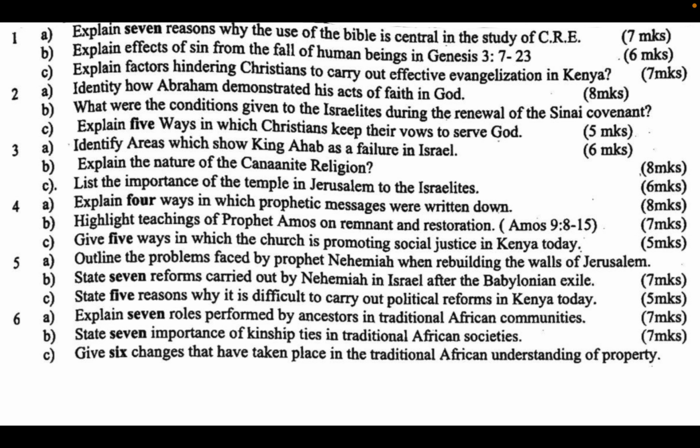Question 6a. Explain 7 roles performed by ancestors in traditional African communities. B. State 7 importance of kingship ties in traditional African societies. C. Give 6 changes that have taken place in traditional African understanding of property.